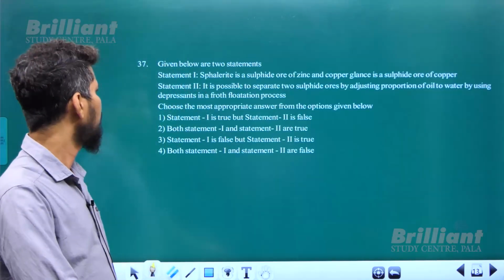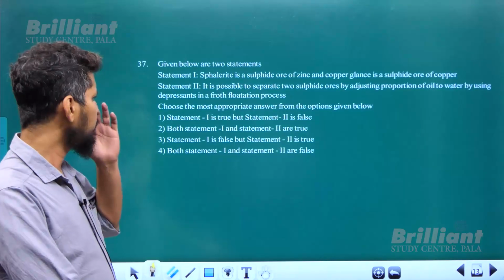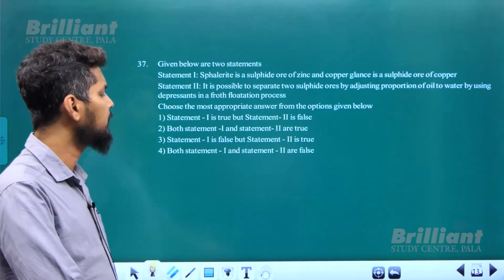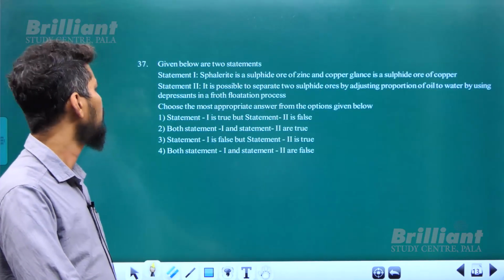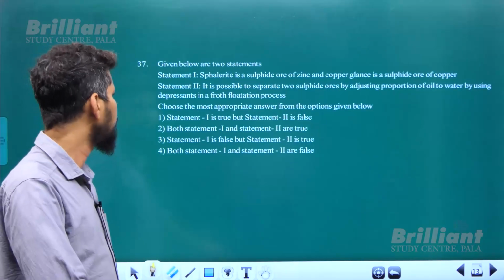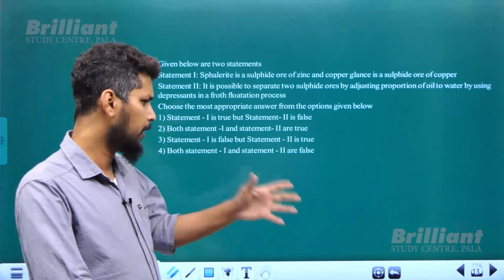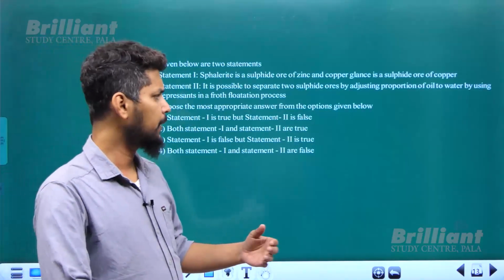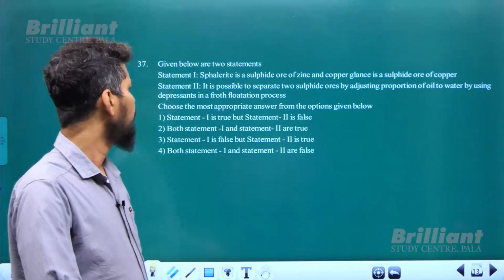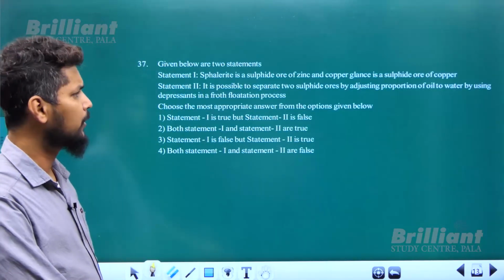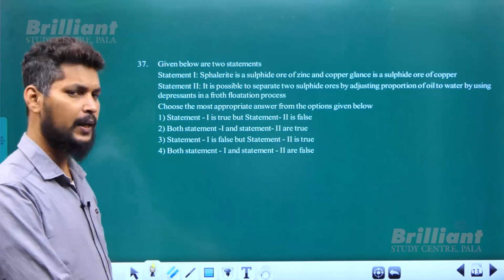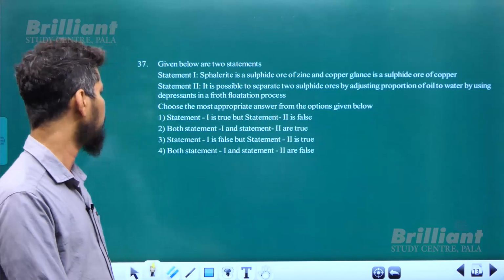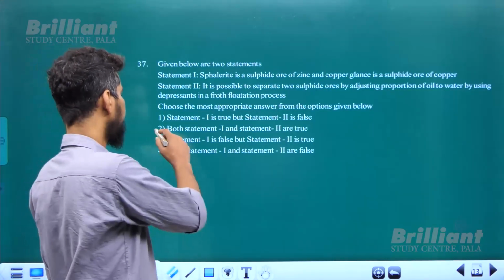And statement 2: it is possible to separate two sulfide ores by adjusting the proportion of oil to water and by using depressants in a froth flotation process. Yeah, that is also correct. If you have a mixture of two sulfides, you can depress one of the sulfides by using depressants. So that is also a correct statement. So statement 1 and statement 2 are both true.